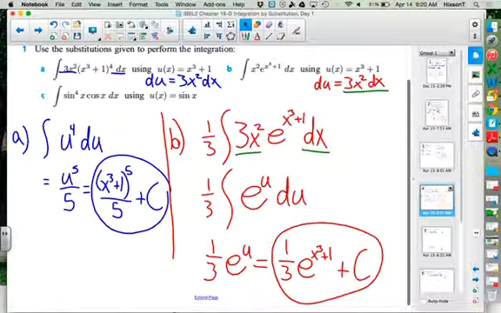Alright, part C. Try, see if you can do part C on your own. Okay? We have sine to the 4th x times cosine x dx. And they said make sine your inner function.